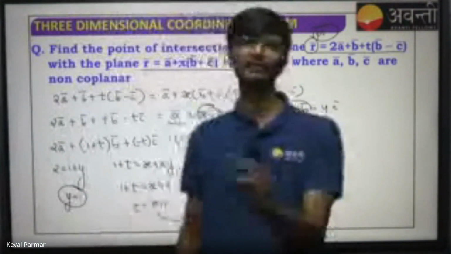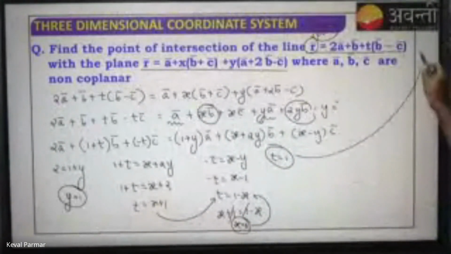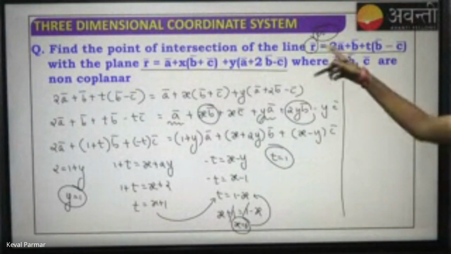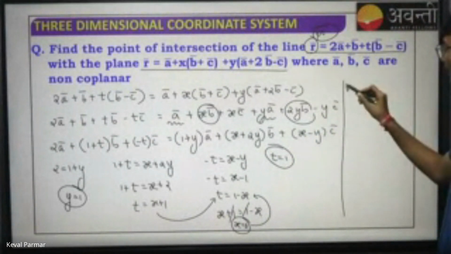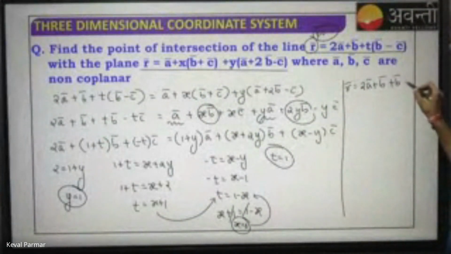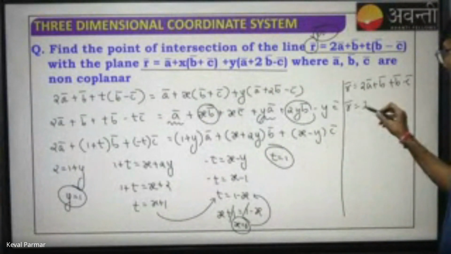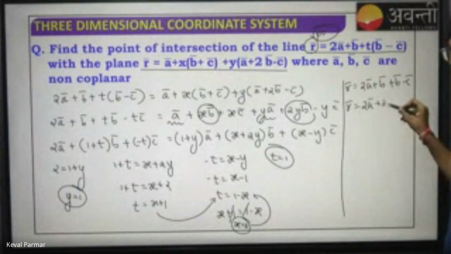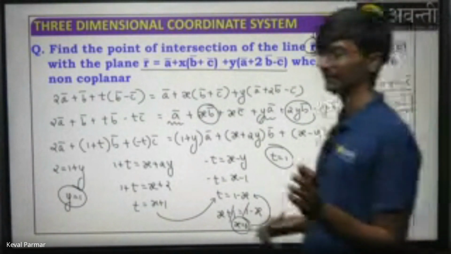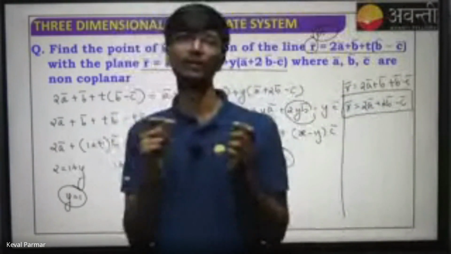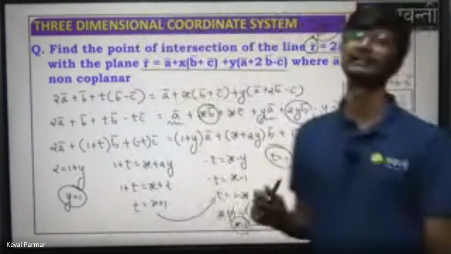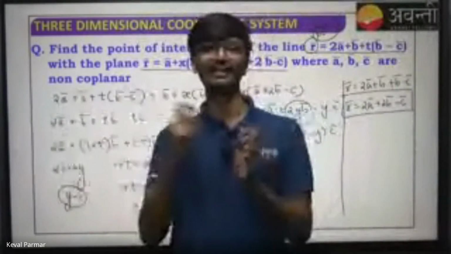Simple. Just substitute the value of t here. I will not get the space here. So if I substitute the value of t as 1 here, I'll get r vector equals 2a vector plus b vector plus b vector minus c vector. That means r vector is 2a vector plus 2b vector minus c vector. Let me remind you, r vector is any random point on the line and the plane. But here, since we solved them simultaneously, we got the point of intersection as r vector.